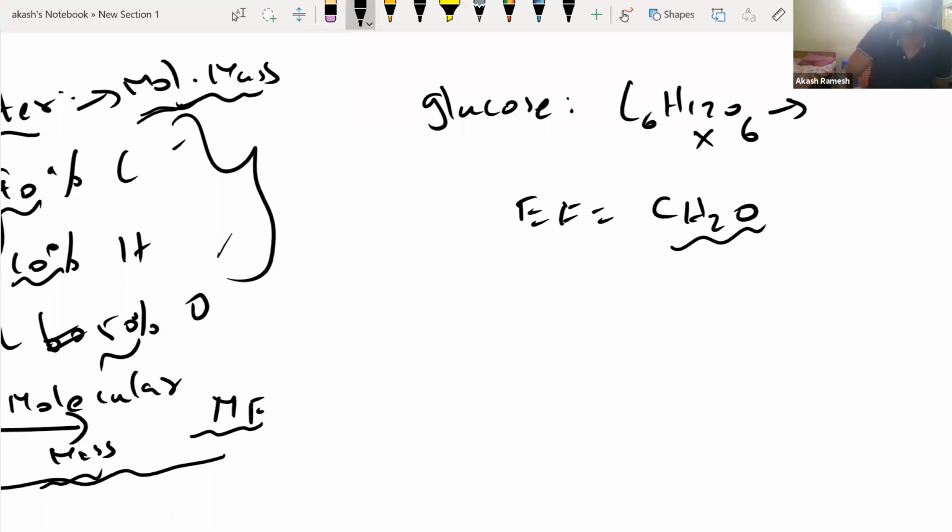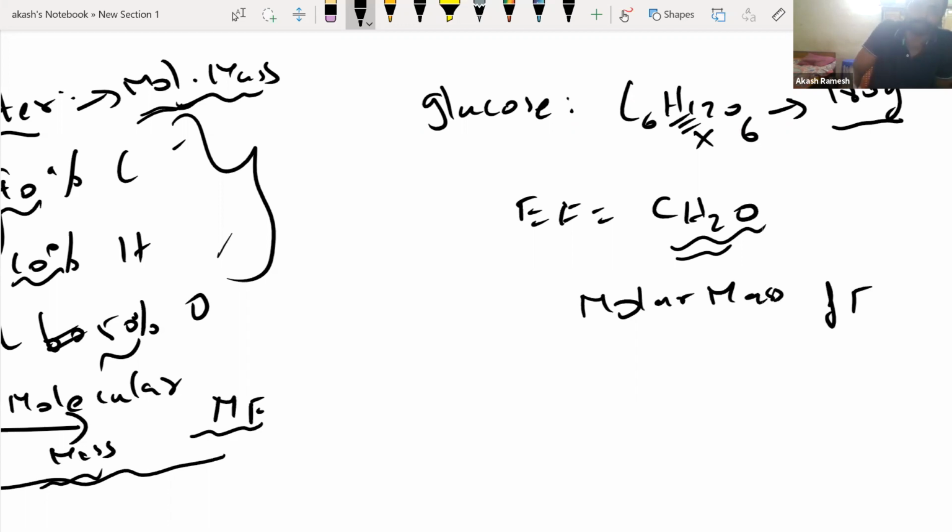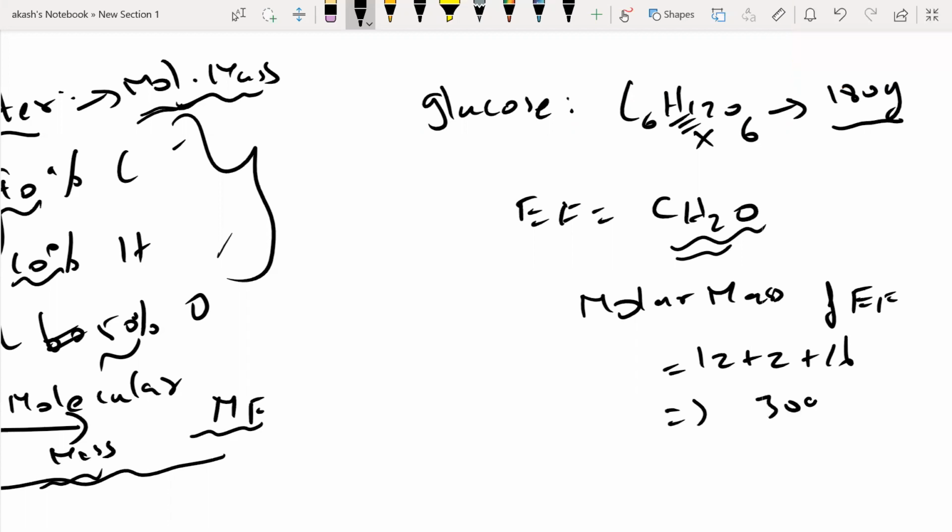They have given in the question that the molecular mass of this particular compound X is 180, and they have given you the empirical formula. They ask you to find the molecular formula. How will you do it? The first step is to calculate the molar mass of the empirical formula. That will be 12 plus 2 plus 16, which is 30 grams.